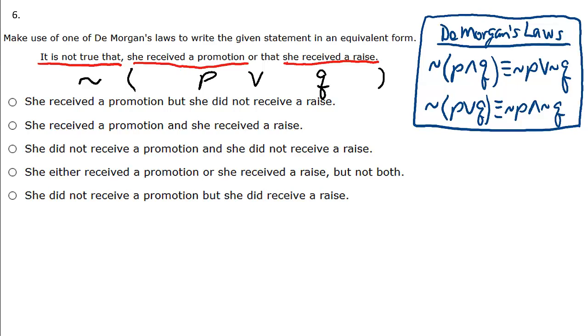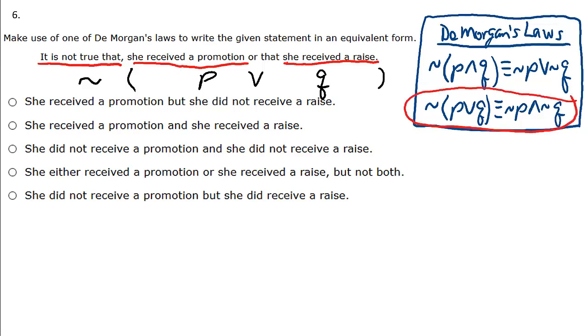And the statement she received a promotion would be like the P statement in De Morgan's laws, and the statement she received a raise would be like the Q statement. So what does De Morgan's laws say about the negation of an or? Well, the negation of an or is an and. The negation symbol is treated pretty much like a minus sign if you were just doing algebra with a minus sign. So that negation symbol distributes, and the symbol or flips and becomes an and. And that's what De Morgan's law said. To take the negation of an or, it becomes an and with both P and Q negated.